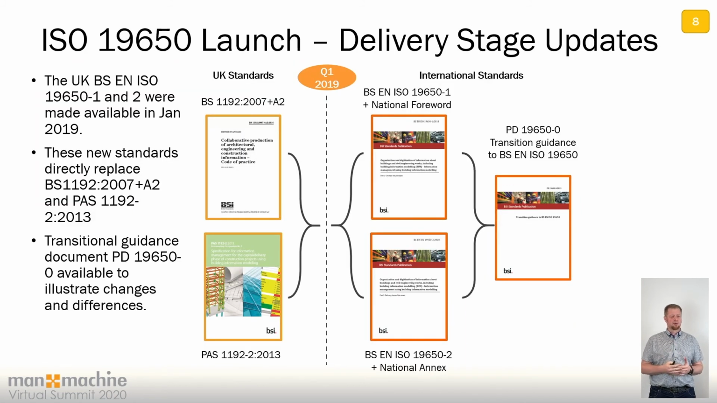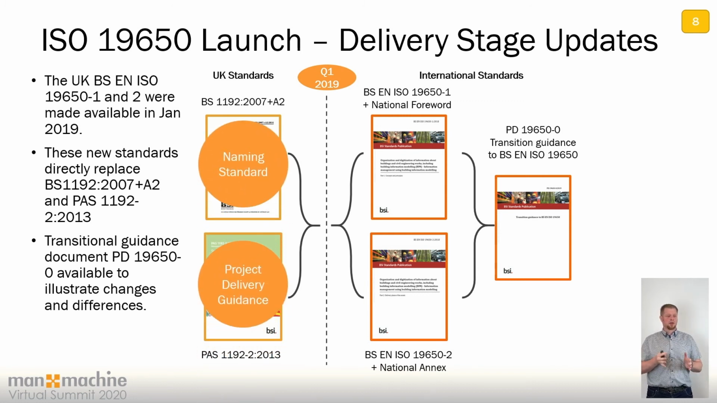So around December 2018 and in the UK, January 2019, a couple of the UK standards, BS 1192 and PAS 1192 Part 2, were actually withdrawn and essentially replaced with ISO 19650 Parts 1 and 2, along with a transition guidance Part 0. For those who have been using the PAS suite of documents, these two particular documents highlighted the naming standards and the project delivery guidance, so specifically around capital delivery.